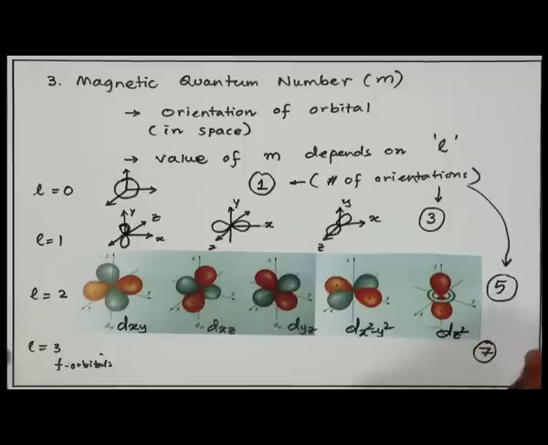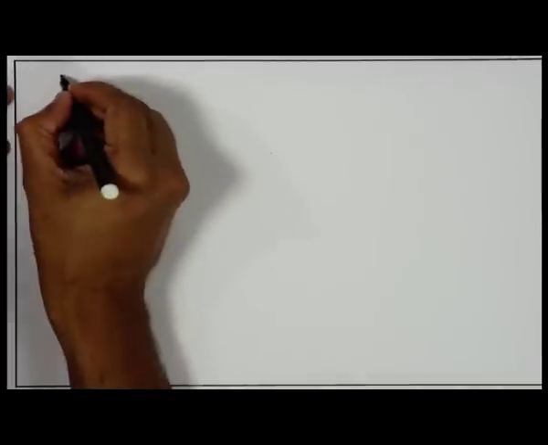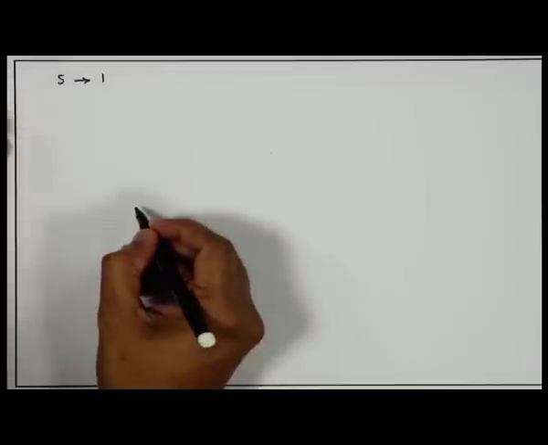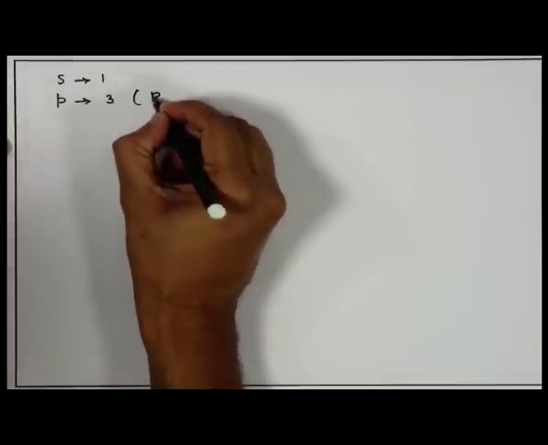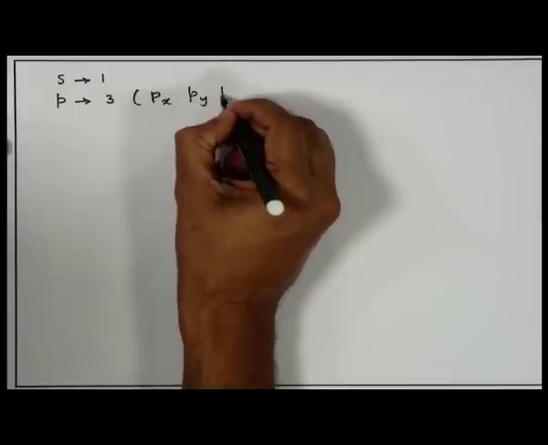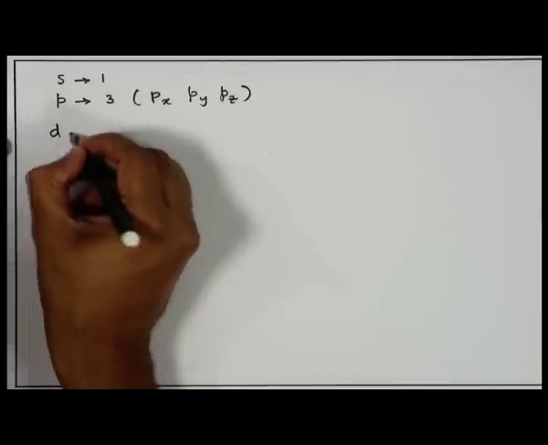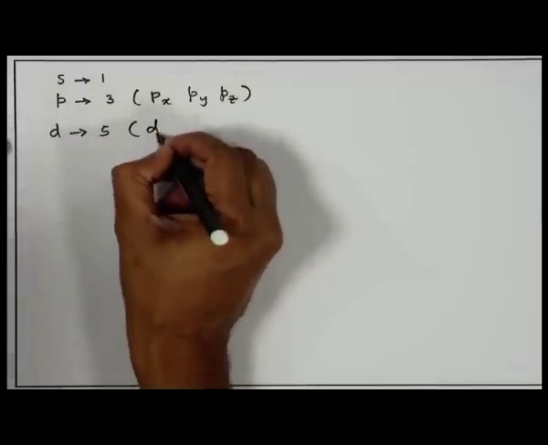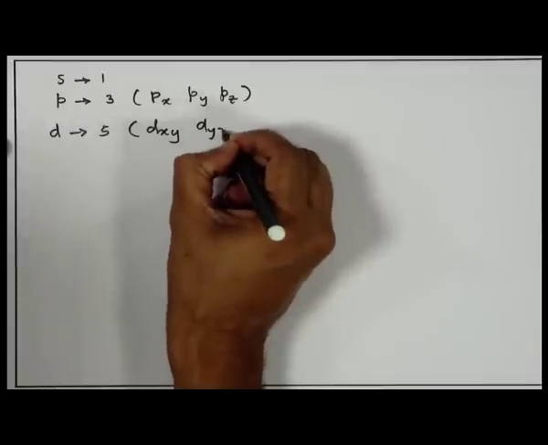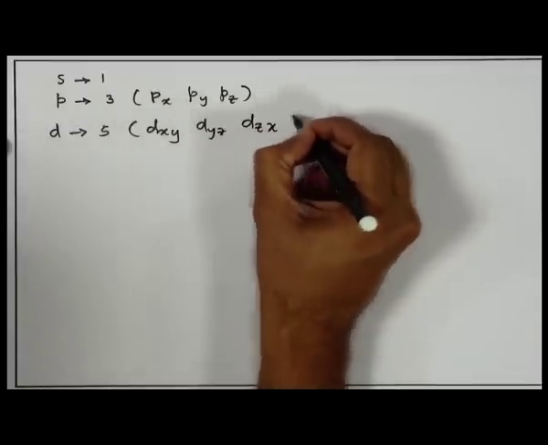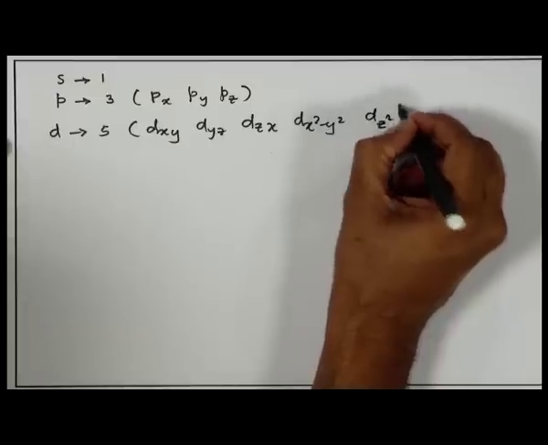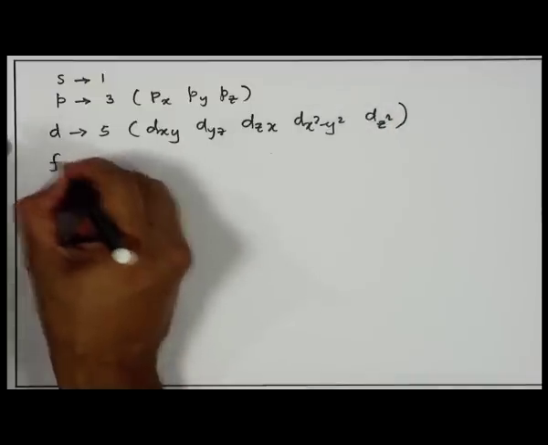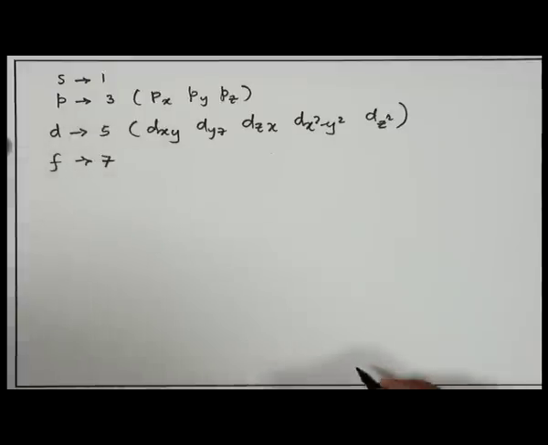Right. So, what did we see so far? We saw that s orbitals can be oriented in one way, p orbitals can be oriented in 3 different ways, we call them px, py, pz. D orbitals can be oriented in 5 different ways, dxy, dyz, dzx, dx square minus y square, dz square, and f orbitals can be arranged in 7 different orientations.